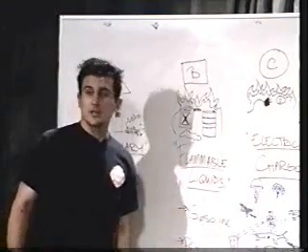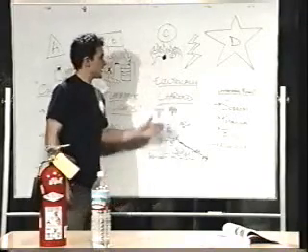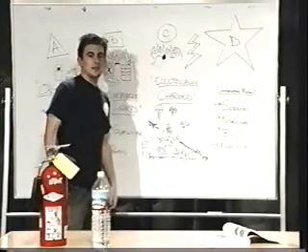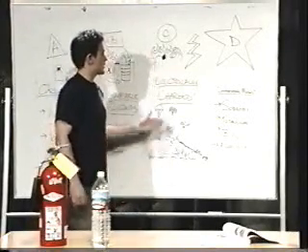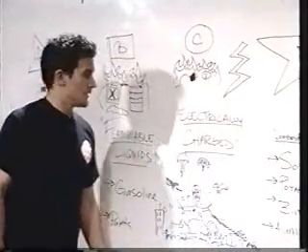Next, we have electrically charged. Electrically charged is Class C. Class C is basically the same as Class A, except the only difference is that Class C is electrically charged. In order to put out this type of fire, you need to de-energize the unit that is charging.